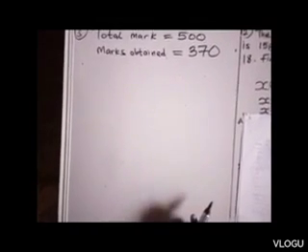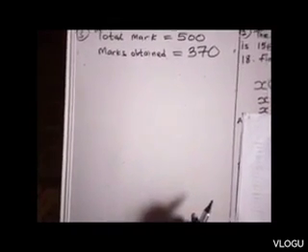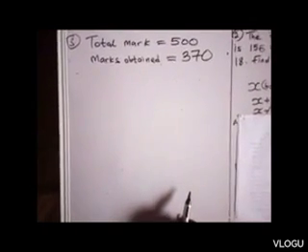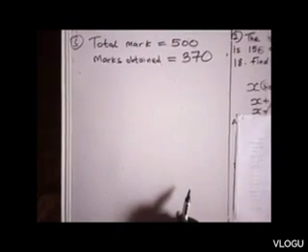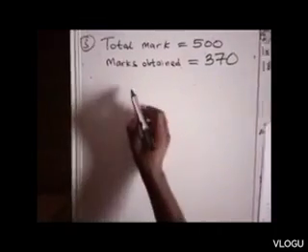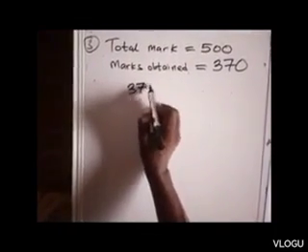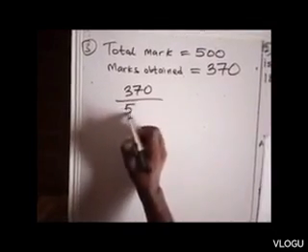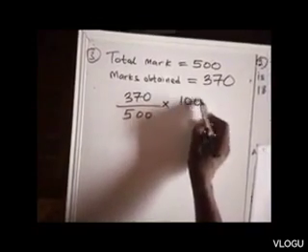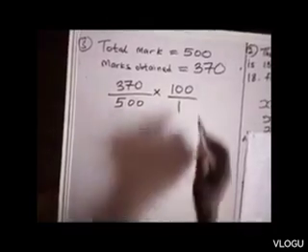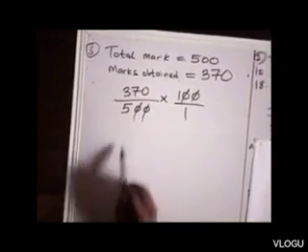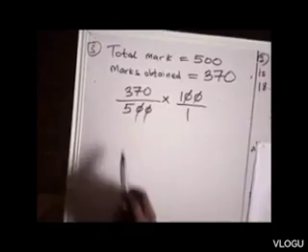Now, what is the percentage of the full mark obtained? So for a boy to get 370, let us represent his score in percentage. What he got is 370 out of 500. And for us to make it a percentage, that will be multiplied by 100 all over 1. So let's just cross the numbers out.